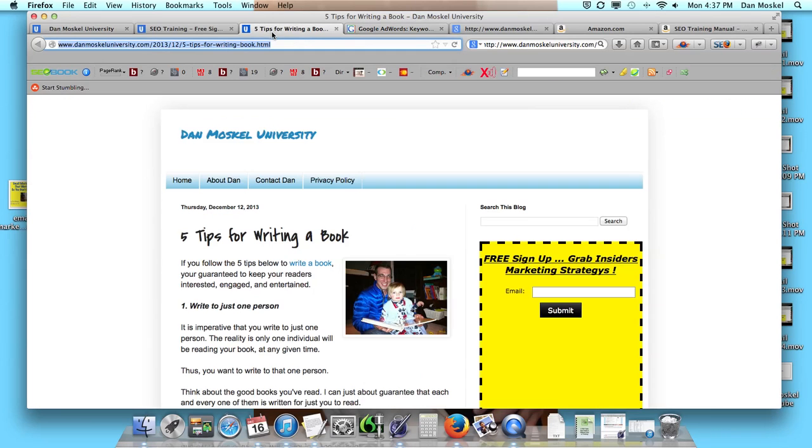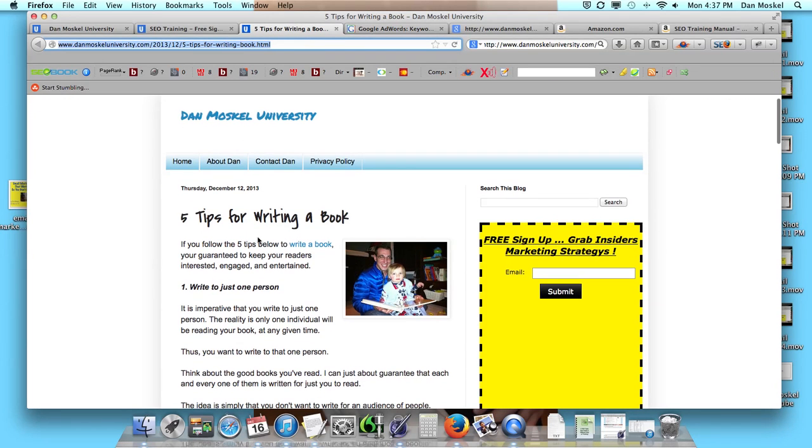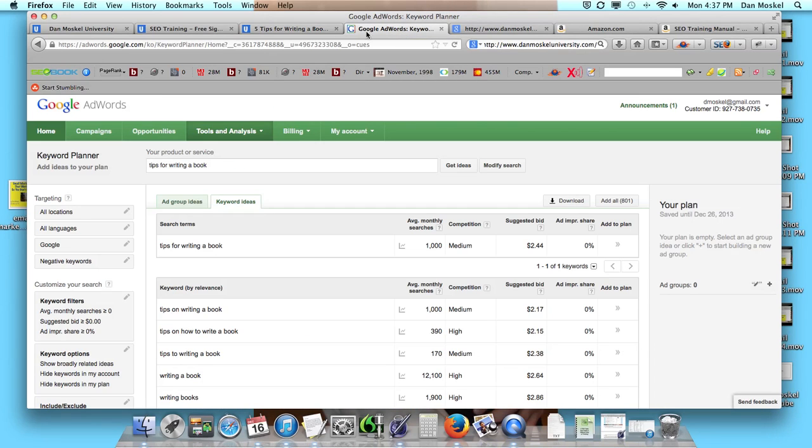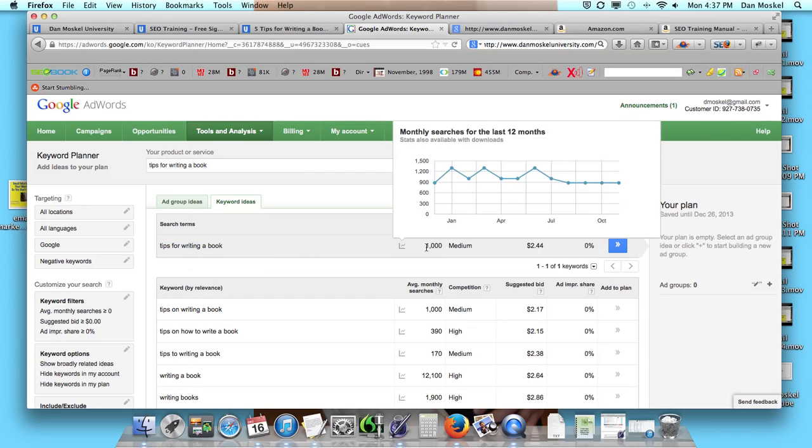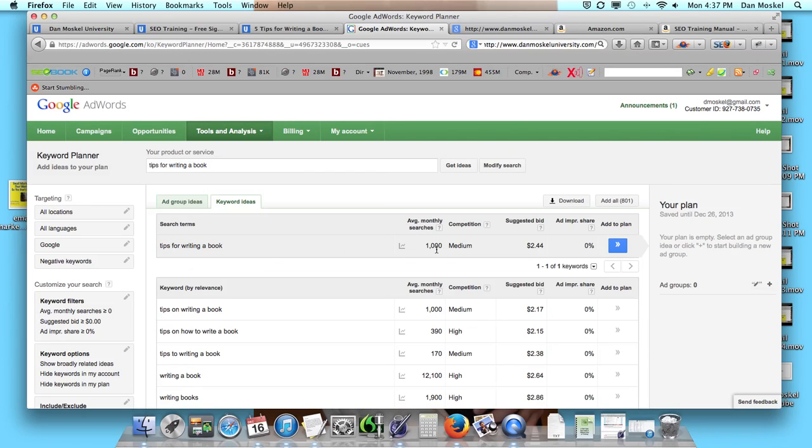So for an example, we're going to talk about this page, 5 tips for writing a book. We titled our page 5 tips for writing a book, obviously, but you can see tips for writing a book is kind of our laser target. That is the search term that we really want to have that page show up for, and that is searched in just Google roughly 1,000 times every single month.